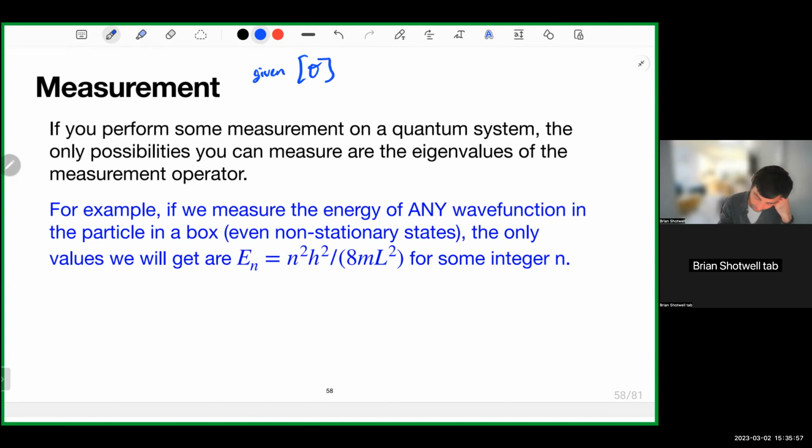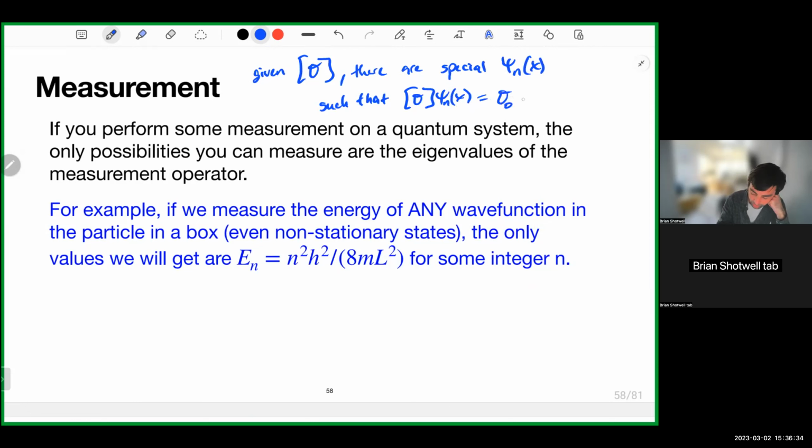So given the operator, there are special psi wave functions, and there's several of them, so I'll label them psi sub n. There are several special wave functions psi n such that the operator acting on psi n is equal to a constant times psi n. All of these are functions of x. Maybe I should make that clear. These are wave functions, and the operator on the wave function could give you a constant times the wave function again. It doesn't have to be the case.